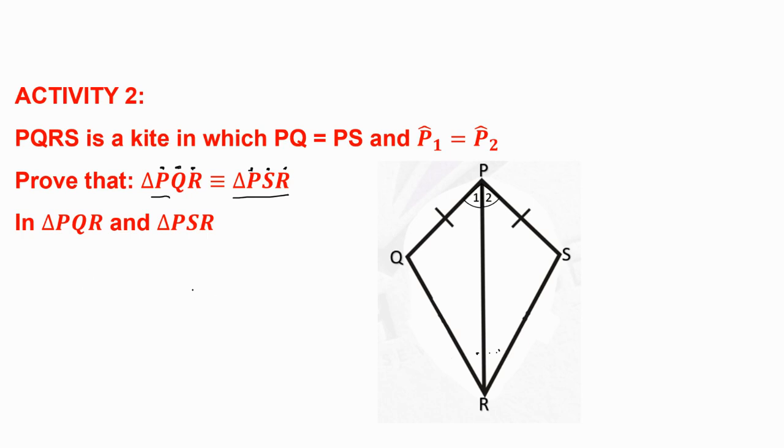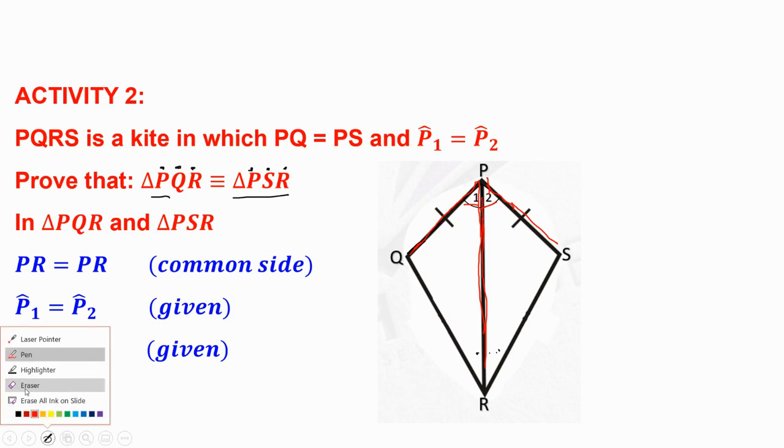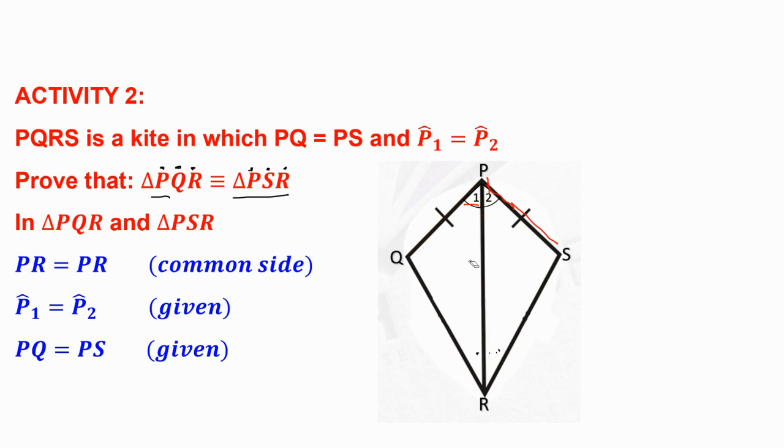Now, what we have is PR is equal to PR because it's a common side, and angle P1 is equal to angle P2, which is given. So we have side, angle, and then PQ is equal to PS, which is given. So we have side, angle, side. This is an included angle. Right, we have an included angle. You see that? Side, angle, side here, and also there we have side, angle, side. So now we can conclude and say triangle PQR is congruent to triangle PSR because of side, angle, side.